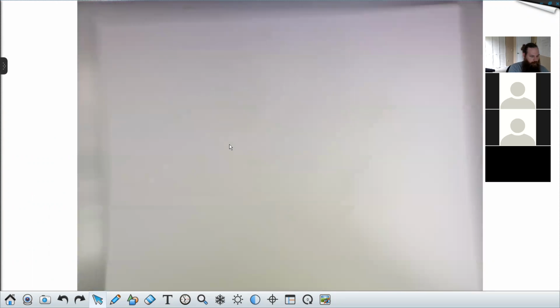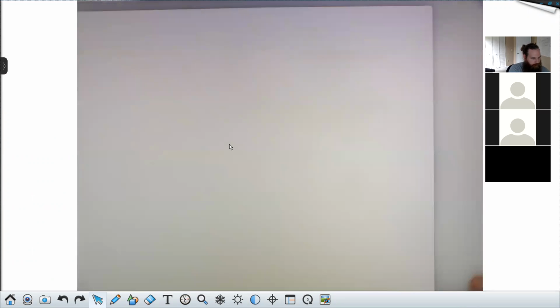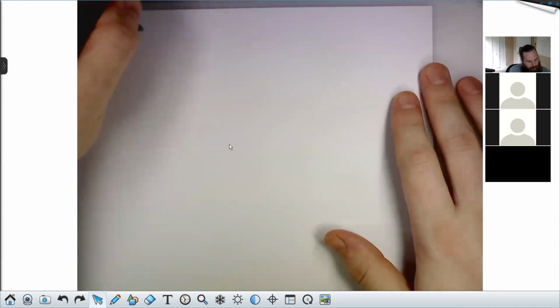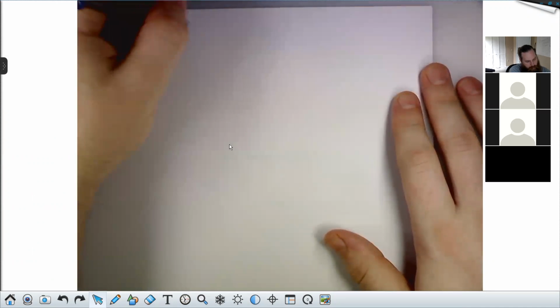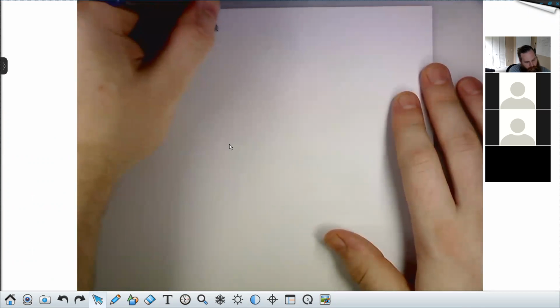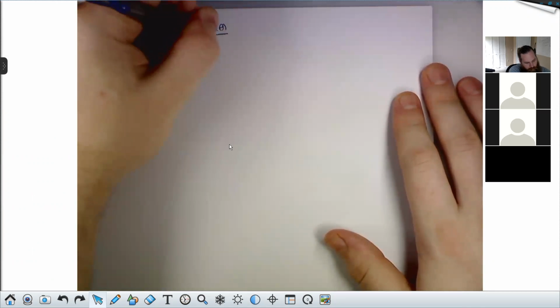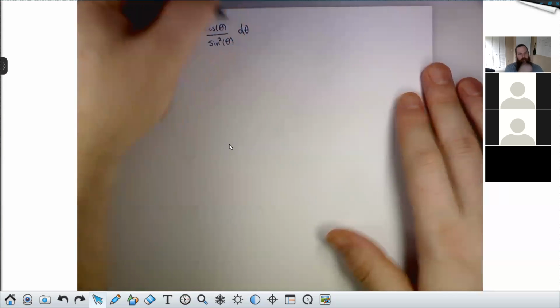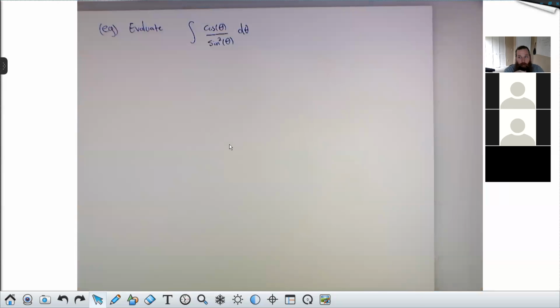I like the one they had there, cos theta over sine squared theta. Let's take a look at that. This suffers from several problems. First, there's some division of functions going on inside. That's a little scary. That doesn't look like any of my rules. Second, there's some trigonometry. Third, I don't know an antiderivative for sine squared, but maybe that doesn't matter.